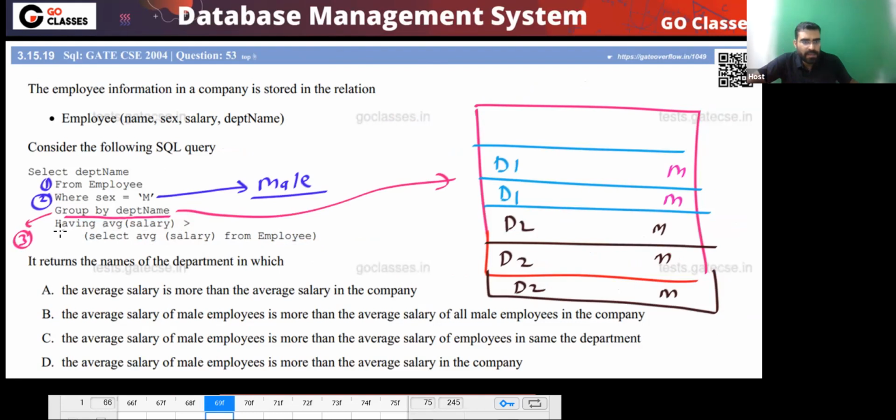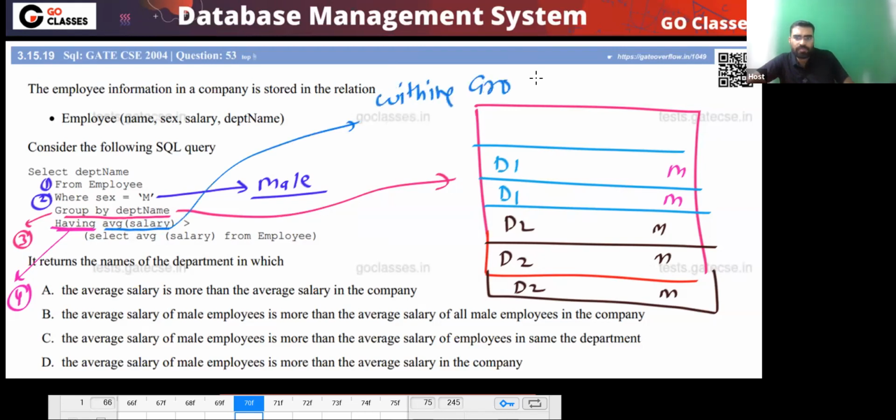And then finally, this having filters the groups, yes or no? Why do we use this having word? Having is used to filter the groups. So which groups will be in the output? Those groups will satisfy where, within the group, the average salary meets the condition. This will happen within the group.